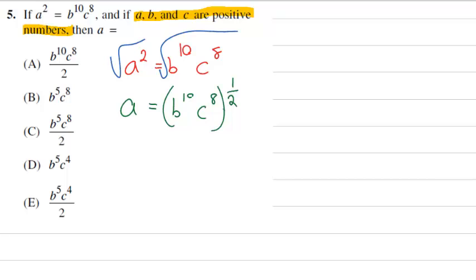And power of a power says that I'm going to take the 10 and multiply it by 1/2. Then I'm going to take the 8 and multiply that by 1/2. So 10 times 1/2 is 5. 8 times 1/2 is 4. And a equals b to the 5th times c to the 4th, which is going to be choice D.